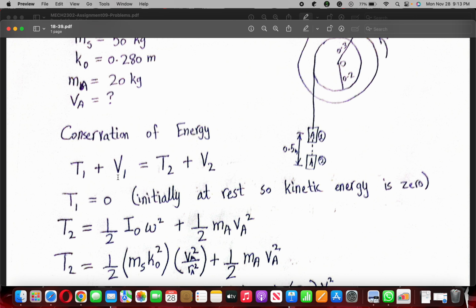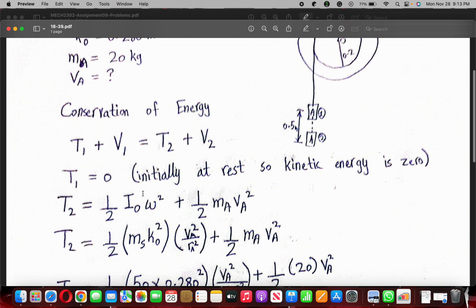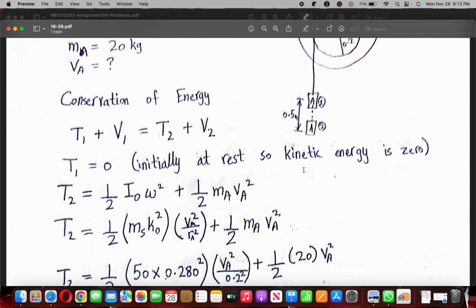So if we find T1, the kinetic energy, it is 0, because initially it says that it is at rest. And for T2, we know that this is a general plane motion. There is a rotation done by the spool, and the block A is translating by 0.5 meters during that instant. So we use the general plane motion equation for finding the kinetic energy, which is 1/2 IO omega squared plus 1/2 mA VA squared.